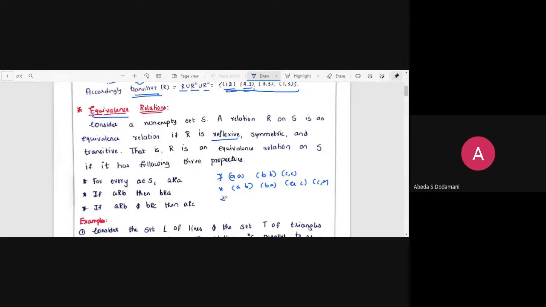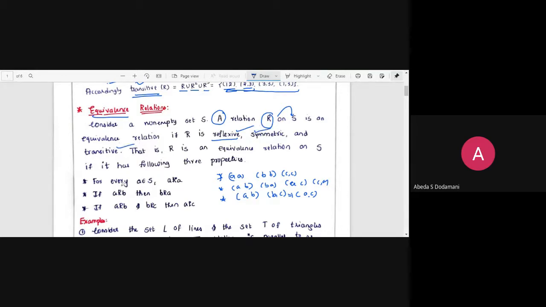And similarly, it has to be transitive. That is, if A is related to B and B is related to C, this implies A must be related to C. If these types of elements are also present in the given set of relation, then we say that it is an equivalence relation. So you can observe, for any non-empty set A, a relation R on A is an equivalence relation if it is reflexive, symmetric, and transitive.